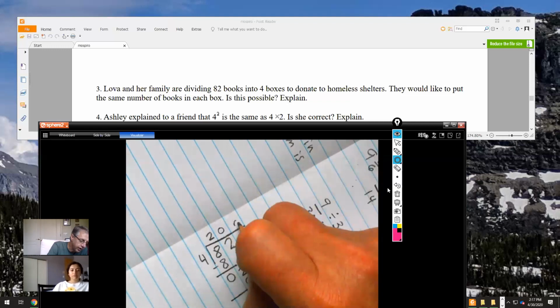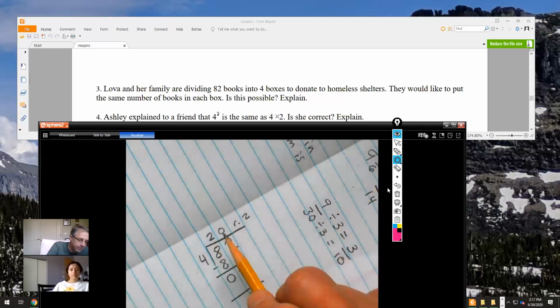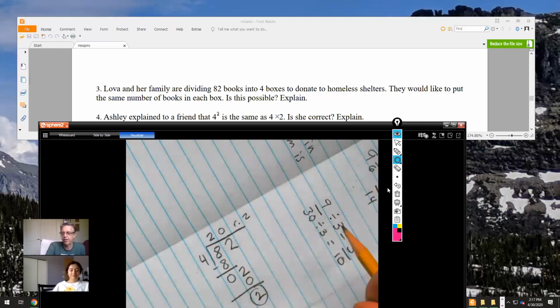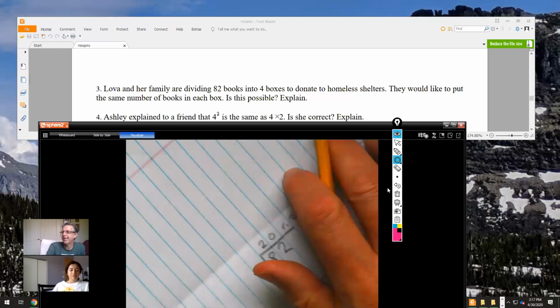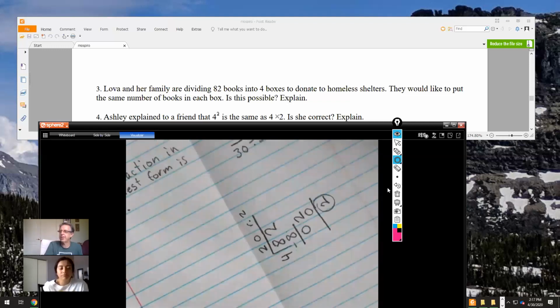So my quotient here is 20 remainder 2. I'm sorry, I could put 20 books into each of those 4 boxes, but I still have 2 books left over that I couldn't fit in the boxes. That means that I can't actually put all 82 books into the boxes. So that's what I'm going to put right here.